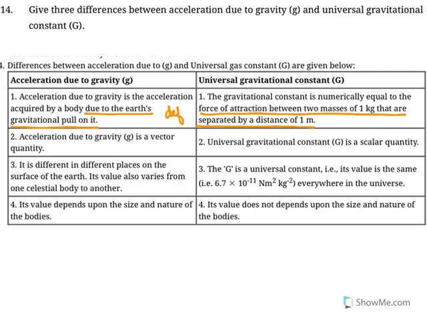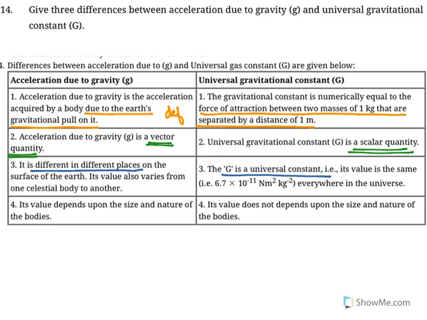Then for the second point, acceleration due to gravity is a vector quantity, but the gravitational constant is a scalar quantity. Now the small g is different in different places. It varies from one body to another. The acceleration due to gravity of the moon is different from that of the earth. But G is a universal constant. It remains constant throughout the universe.